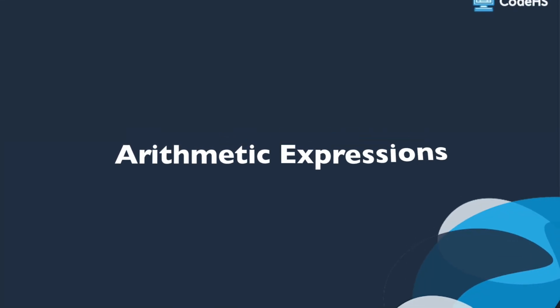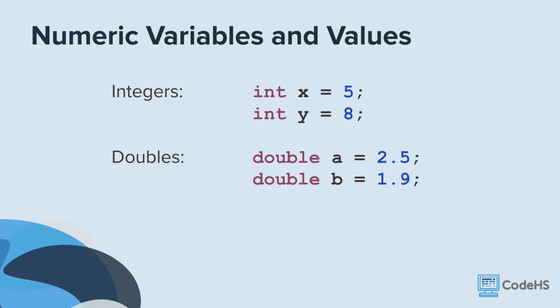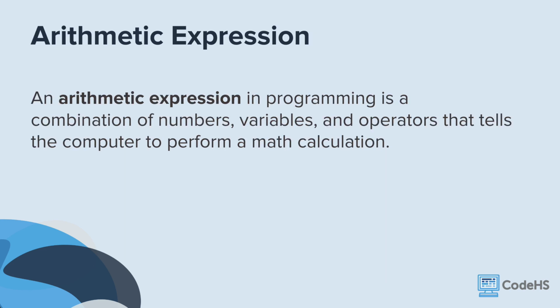Hi, in this video we'll learn about arithmetic expressions. Previously, you learned how different variable types hold different numerical values. Integers hold positive and negative whole numbers, and doubles hold decimal numbers. In this lesson, you are going to explore how to use mathematical operators like plus and minus to perform calculations with these data types. An arithmetic expression in programming is a combination of numbers, variables, and operators that tells a computer to perform a math calculation.